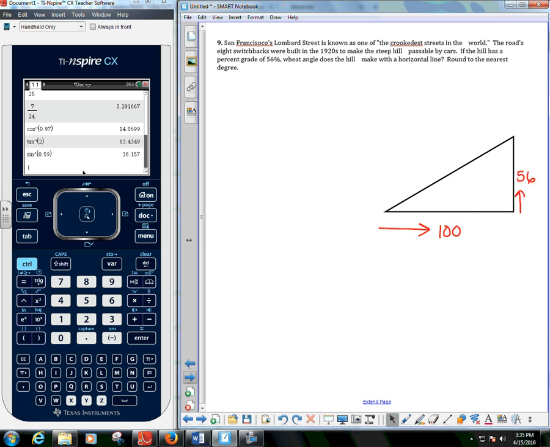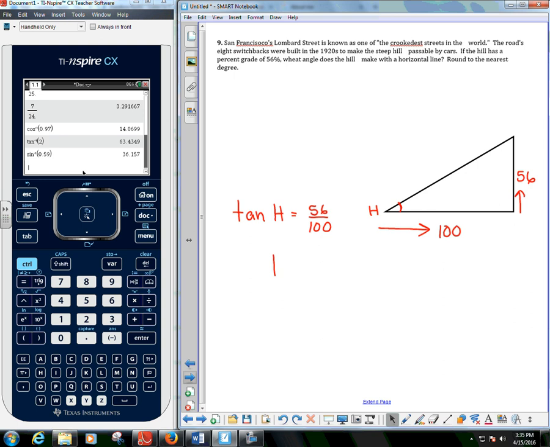All right, so I am looking for this angle. I'm going to call it angle H. So I think about angle H and what I know. What I need to know is angle H, and what I have is the opposite and the adjacent. Well, tangent uses opposite and adjacent. So I can say the tangent of angle H equals 56 over 100.